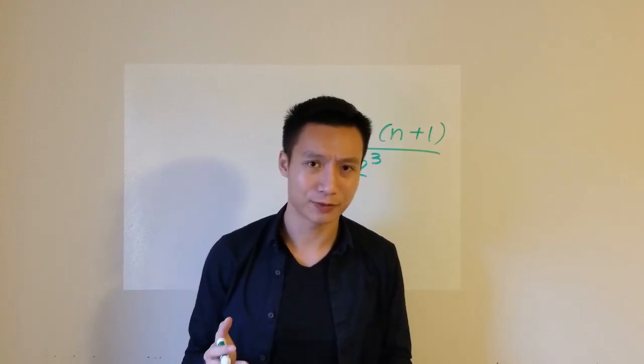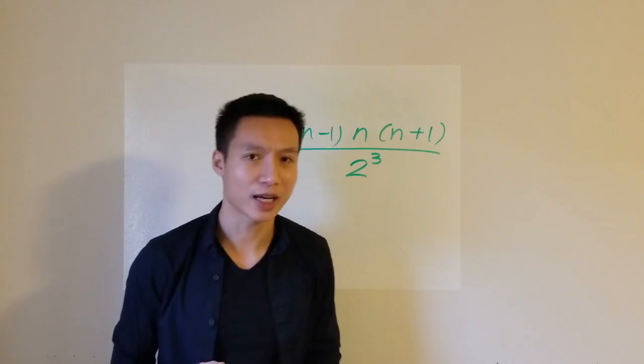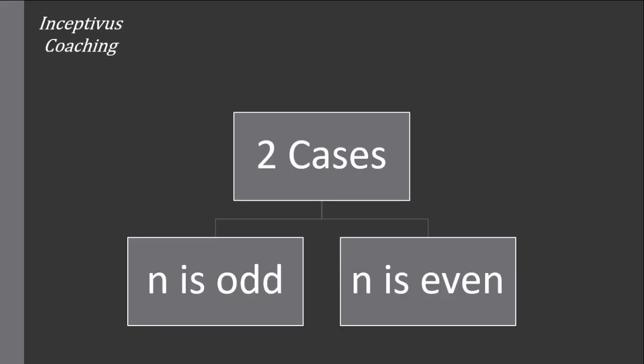Combined with the fact that you're dealing with 3 consecutive integers, it makes sense to break this problem down into 2 separate cases. In the first case, n is odd, which means the 2 numbers around it must be even. In the second case, n is even, then the 2 numbers around it must be odd. So let's now dive into them in detail.